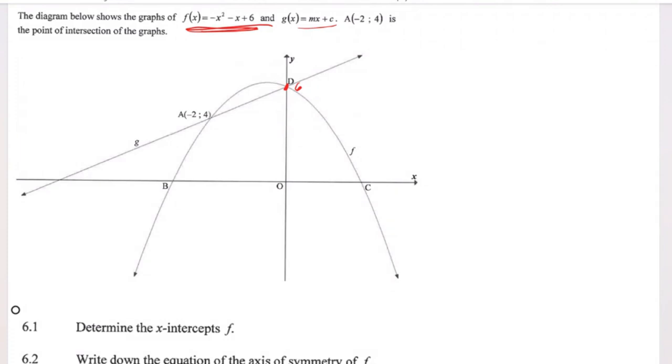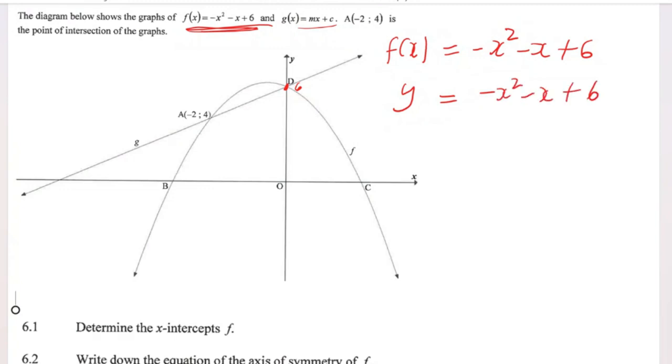So how do you get the x-intercepts? You've got f of x is equal to negative x squared minus x plus 6. If f of x confuses your thinking, this is just y equal to negative x squared minus x plus 6. To get your x-intercept, you let your y be equal to 0. So 0 is equal to negative x squared minus x plus 6. If you don't know how to factorize, use your formula: x is equal to minus b plus or minus the square root of b squared minus 4ac.